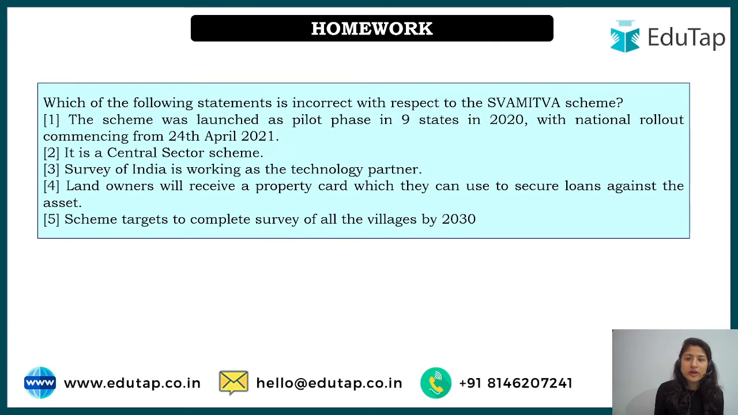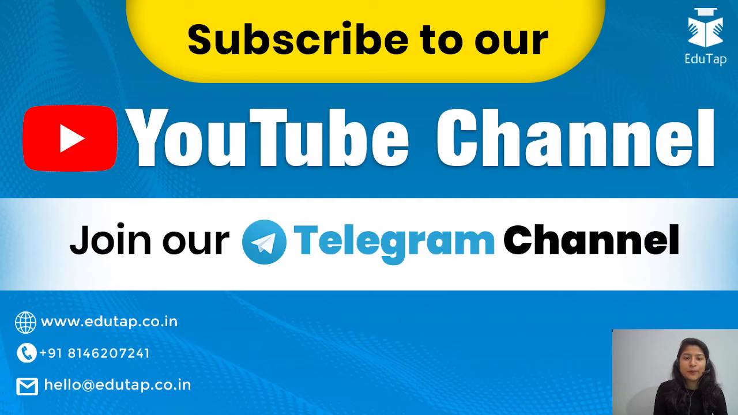And now if we look at the homework, it is an MCQ based question. It says: which of the following statements is incorrect with respect to the SWAMITVA scheme? There are 5 options, and you have to find the correct one and write the correct answer in the comment box below. So that is all.